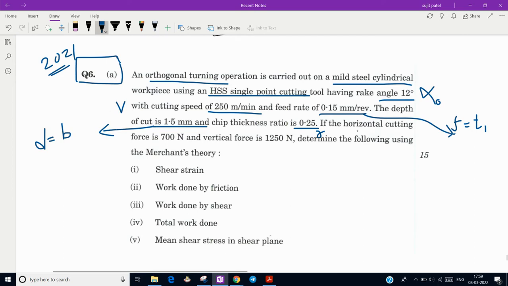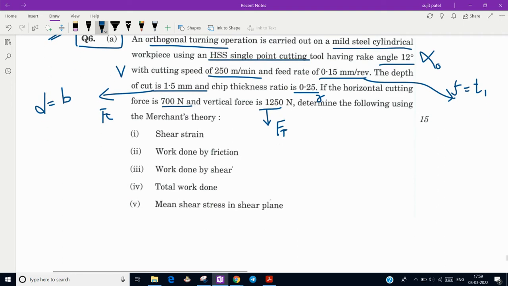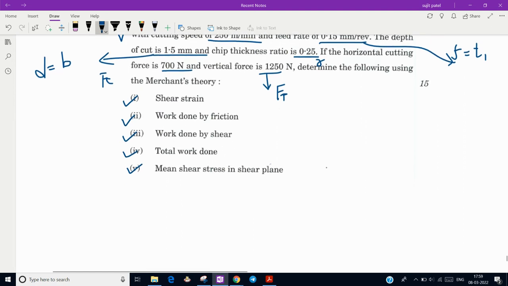R value is given. If the horizontal cutting force is 700 Newton, that means Fc, and the vertical force, that is Ft, 1250 Newton, that is also given. So determine the following using Merchant's theory. First of all, shear strain, work done by friction, work done by shear, total work done, and mean shear stress in the shear plane.